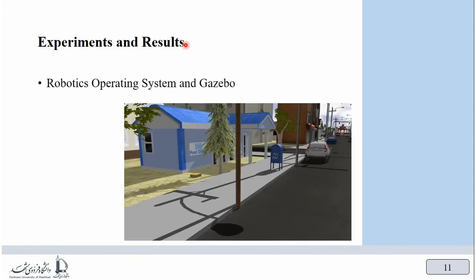For the experiments and results, we decided to use Robot Operating System and Gazebo because we didn't have the chance of having actual robots. So this Robot Operating System and Gazebo provided us multiple models of drones and multiple models of environments, but we intended to use the urban environment, so we used this environment you can see here.